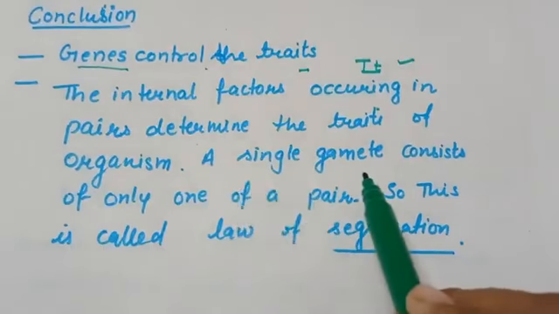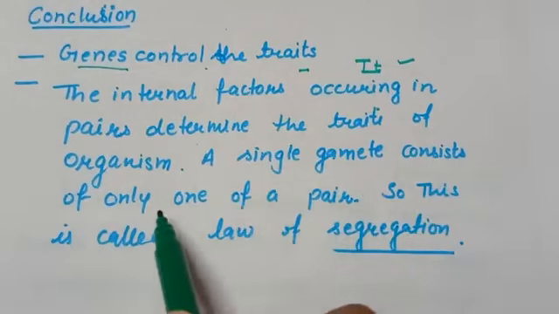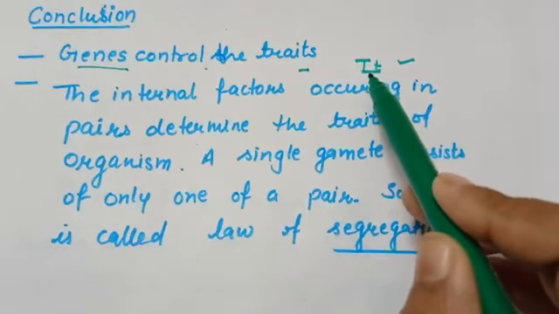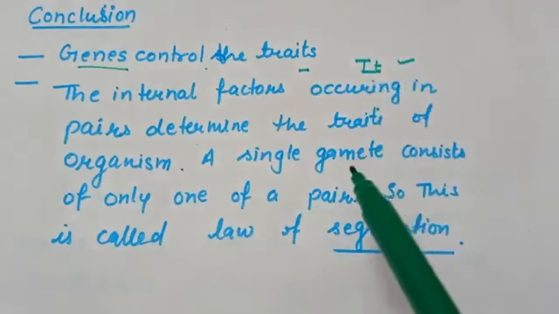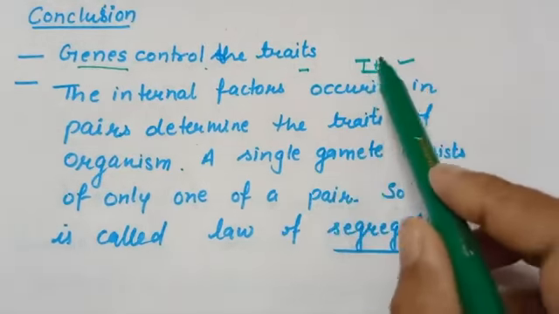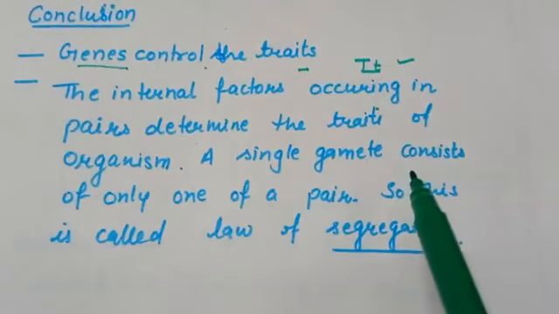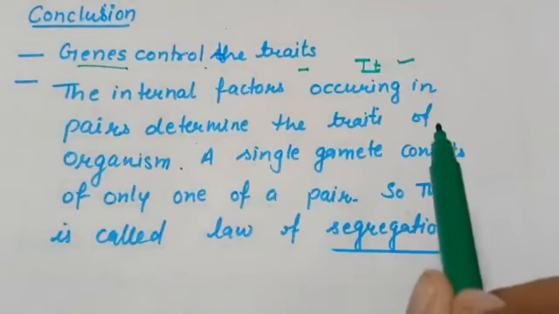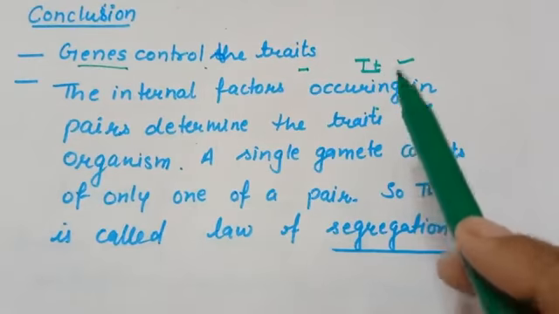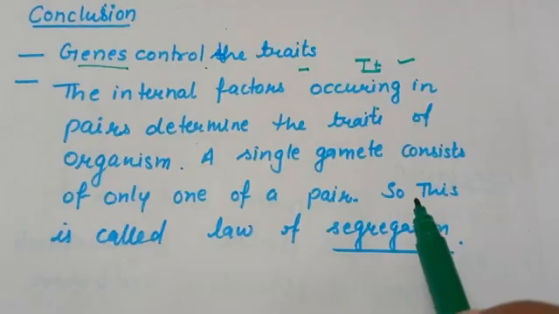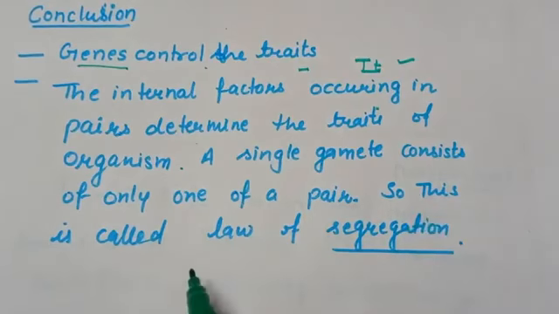And a single gamete consists of only one of a pair. So a single gamete, the cell from the father, will carry either one of them, and likewise the sex cell from the mother, which combine together to form a zygote. Each cell has either of them, and hence in the final zygote we will get two, one from each. So this is called the law of segregation.